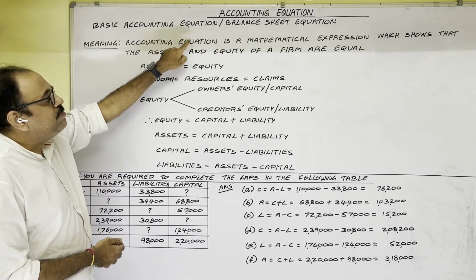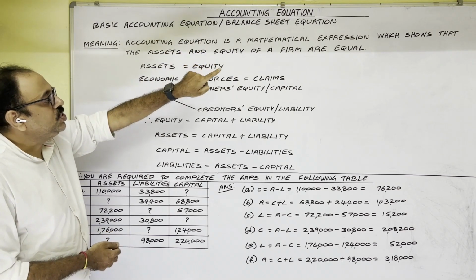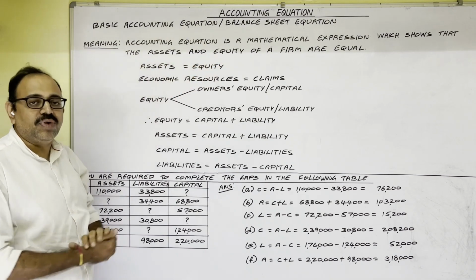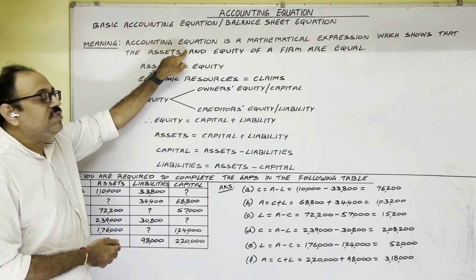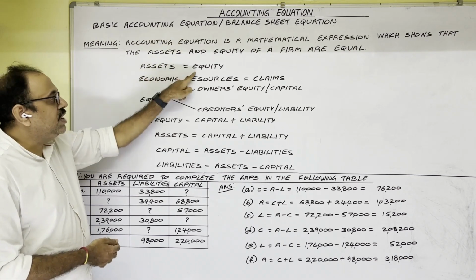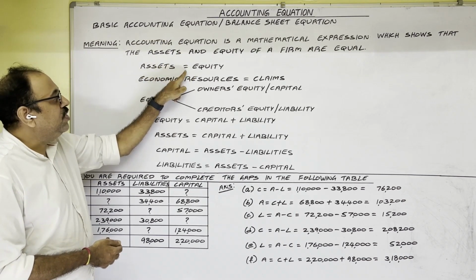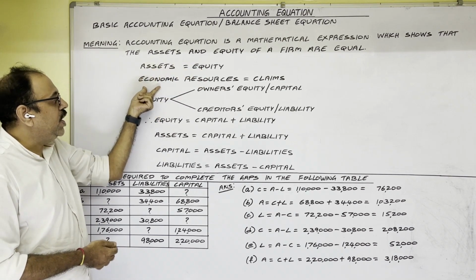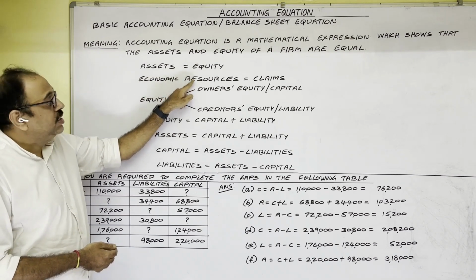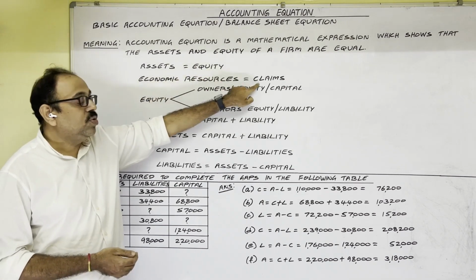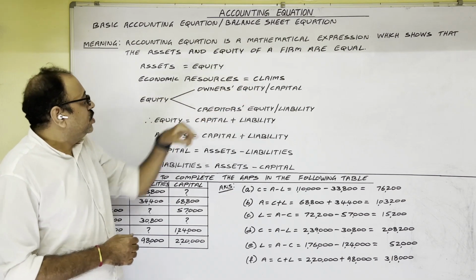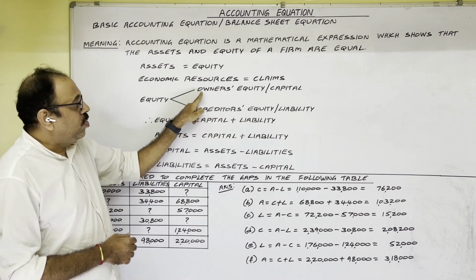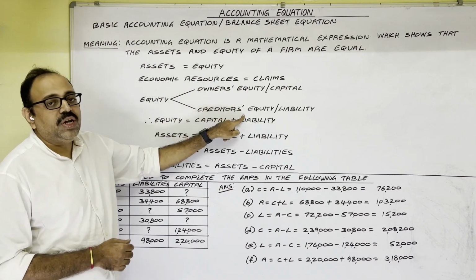The accounting equation is a mathematical expression which shows that the assets and the equity of a firm are equal. So, if you show this definition in equation form, assets is equal to equity. Here assets are also known as economic resources. Equity is also known as claim. And the equity is divided into two types: owner's equity and creditor's equity.